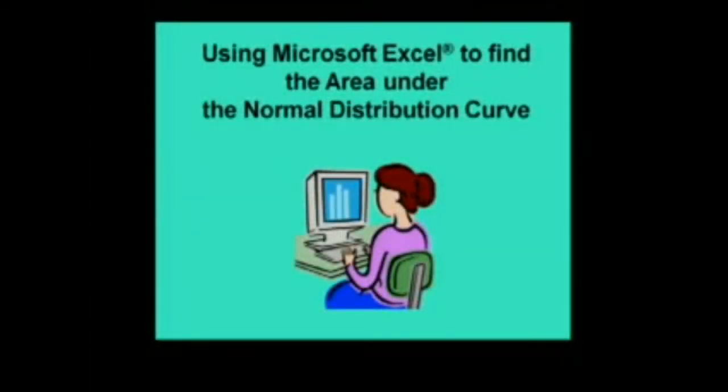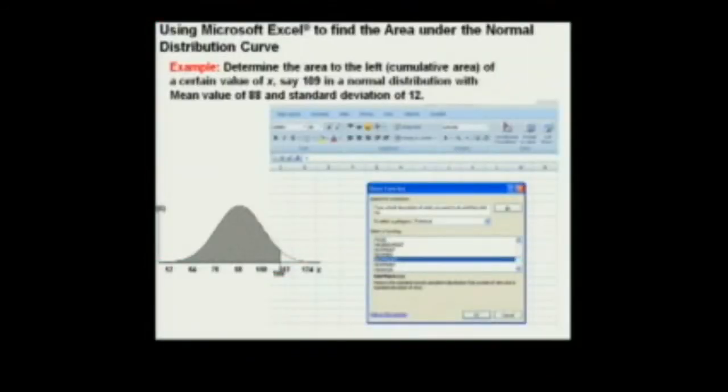Using Microsoft Excel to find the area under the normal distribution curve. We see how easy it is to find the area under the curve. But in case you don't have a normal table accessible, then you can use Excel functions to do that. For example, determine the area to the left, that's the cumulative area, of a certain value of x, say 109, in a normal distribution with a mean value of 88 and a standard deviation of 12.